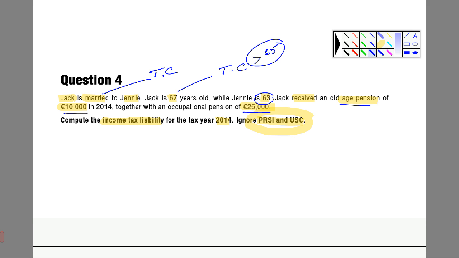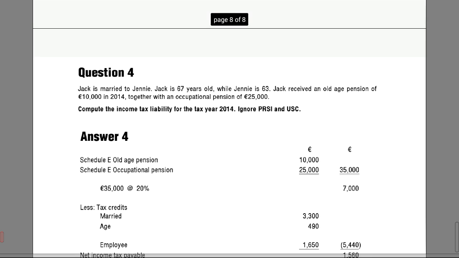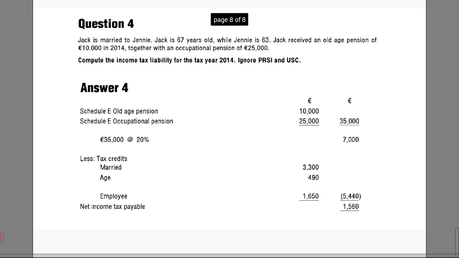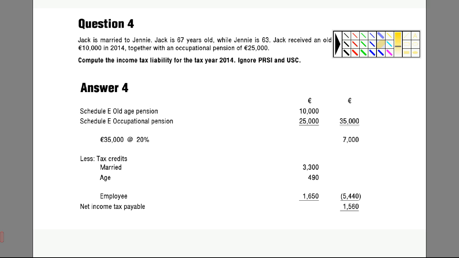So if we look at the way that they've laid out their answer, you'll see that they've gone at it from the perspective of very simply that everything is taxable. So let's just run down that for a moment, then go back and correct ourselves. So what we see is Schedule E. We'll remember that old age pension and indeed occupational pensions, they are normal Schedule E income, so taxed at source. There's the 10 and the 25. So his total income is only 35,000.